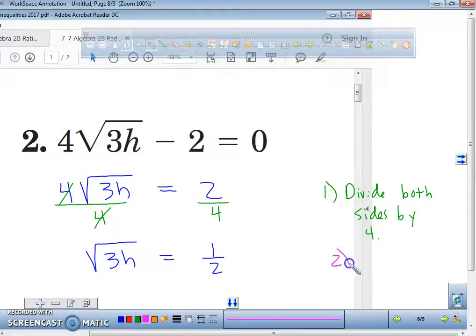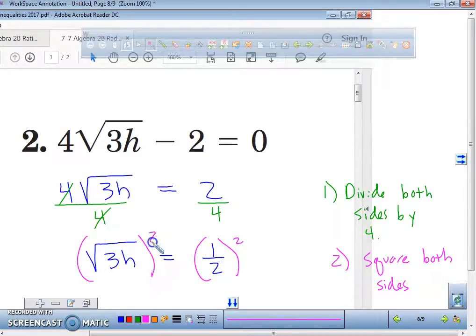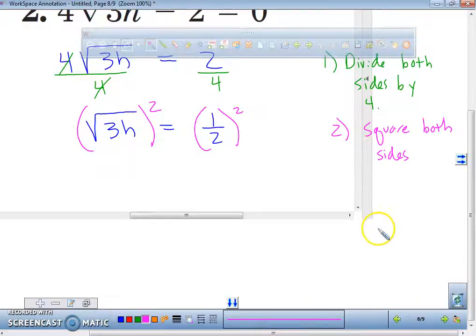At this point, step 2 is to do what to both sides? We have to square both sides. We're going to take this side and square it, and do this side and square it.